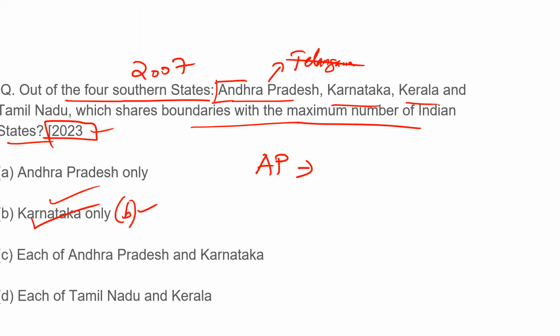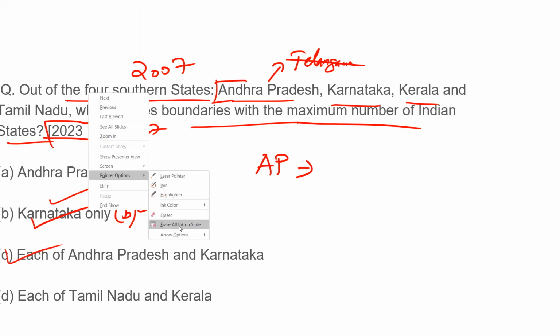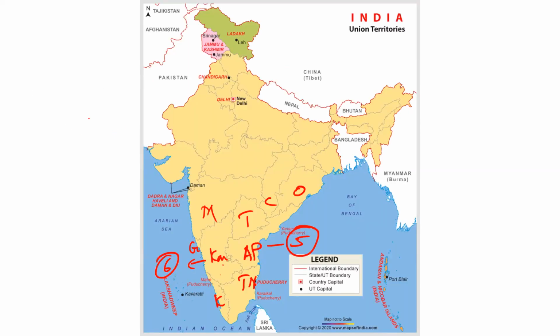Whereas if you talk about the 2007 based question, when there was United Andhra Pradesh, then this should be the answer. So we can ignore that now. So we have practiced this question.